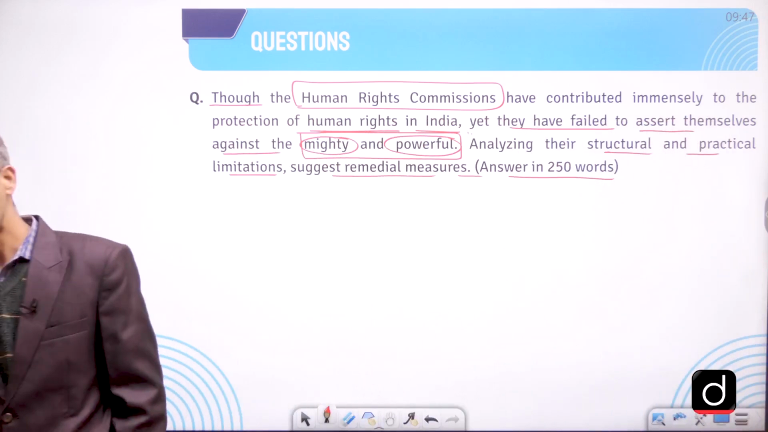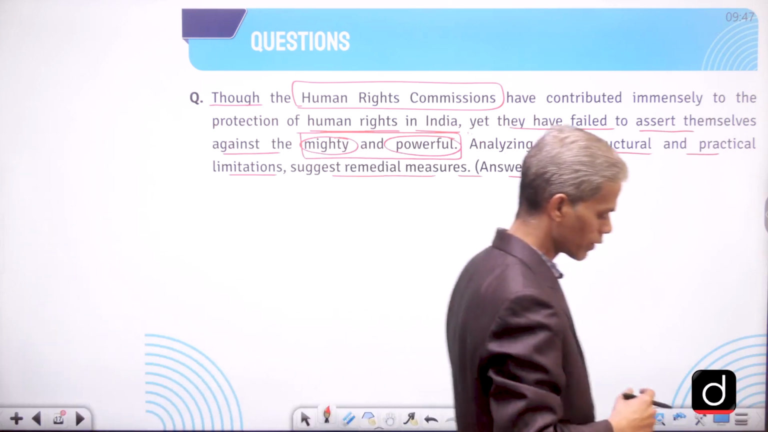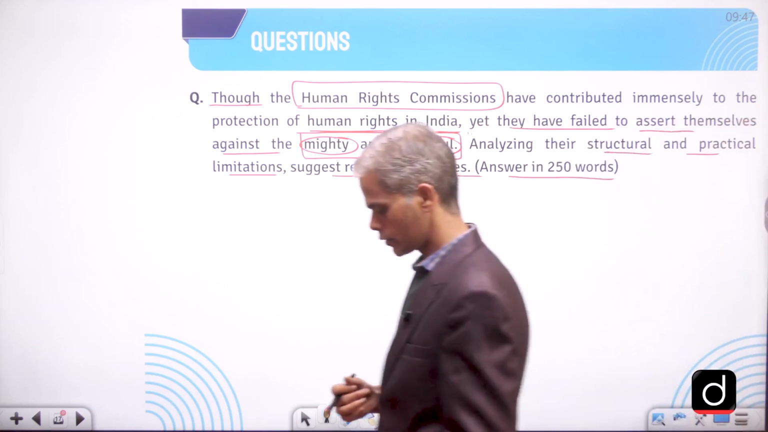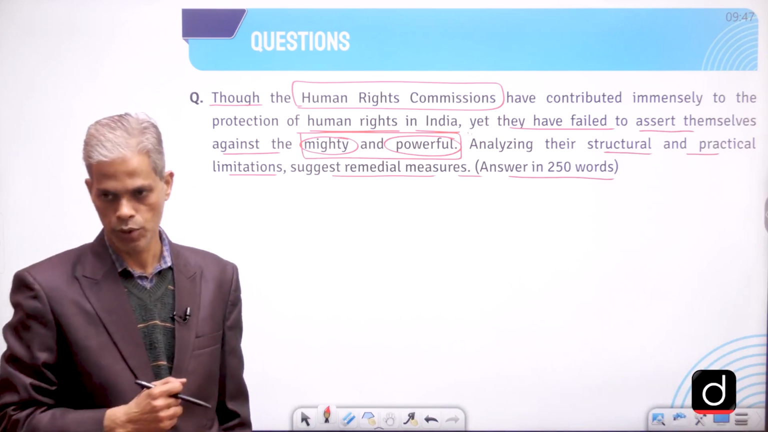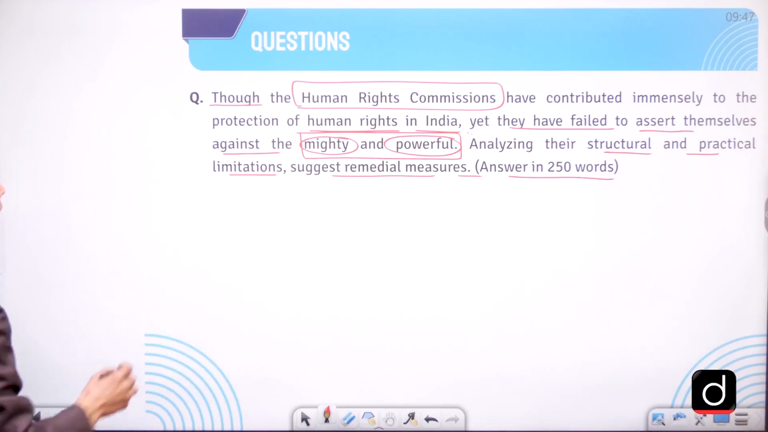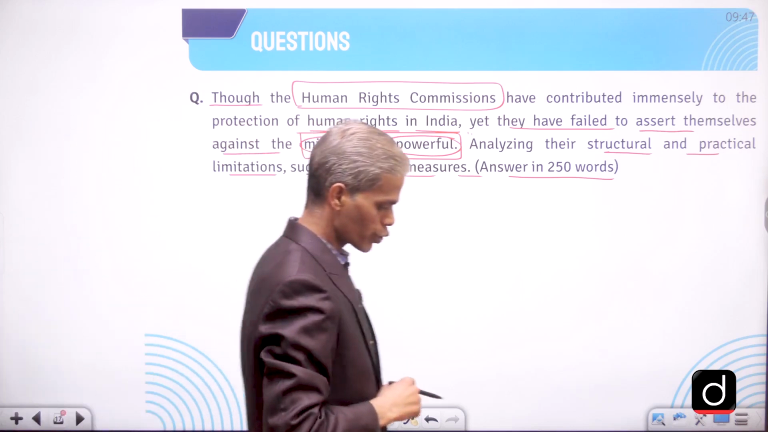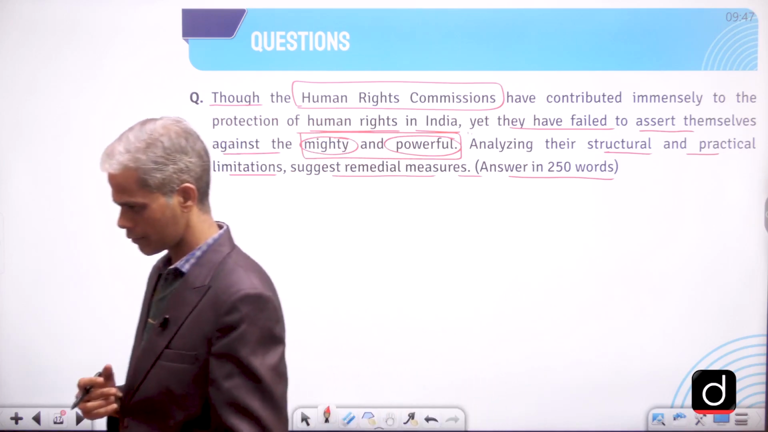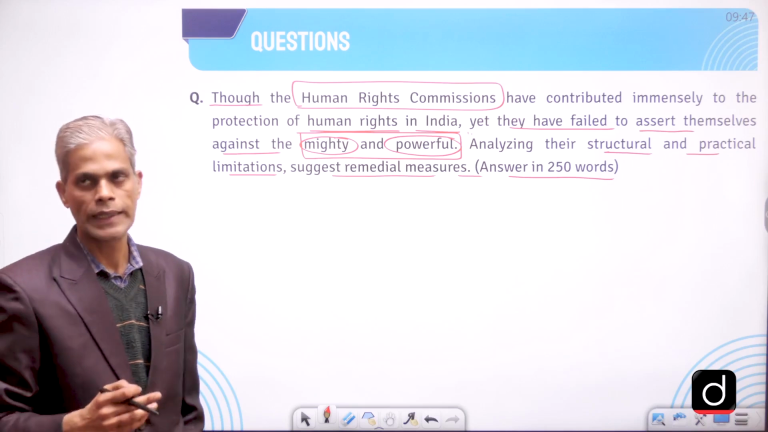So if you know that body, it's really good. If you don't know, then at least try to write in general about the NHRC, because you might have read about it during your sessions or preparations as far as the Human Rights Commission is concerned. So here the first part is talking about the contribution of the Human Rights Commission, which is good, no doubt about it, but certainly it has certain limitations which need to be taken care of.